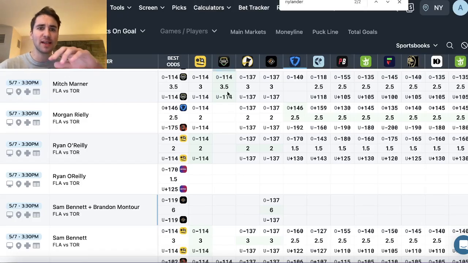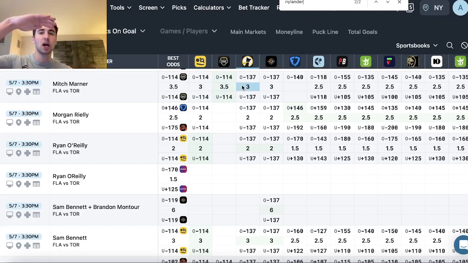What you're going to notice right here is there's a pretty big line discrepancy. Mitch Marner, No House Advantage, has his line at 3.5 shots on goal. The other three fantasy sites, PrizePicks, Underdog, and ParlayPlay, have his line half a shot lower at 3. And all the sportsbooks have his line at 2.5. So No House Advantage is at 3.5, sportsbooks are at 2.5, other fantasy sites are at 3. There's so much value on the under.